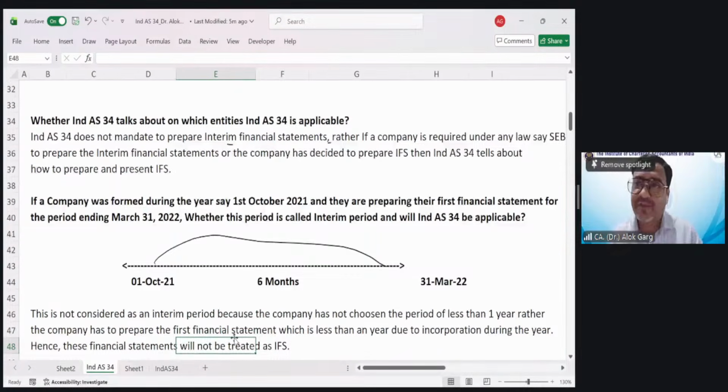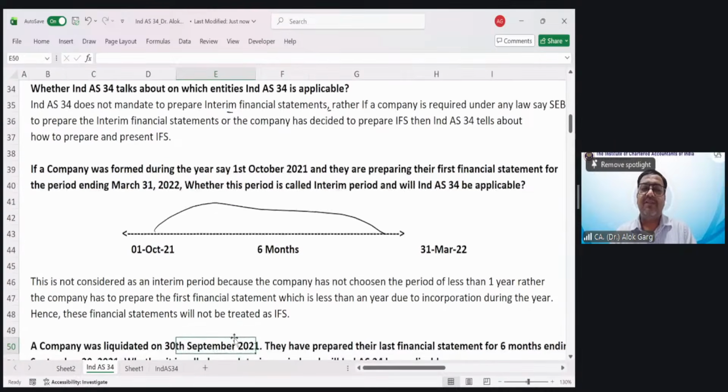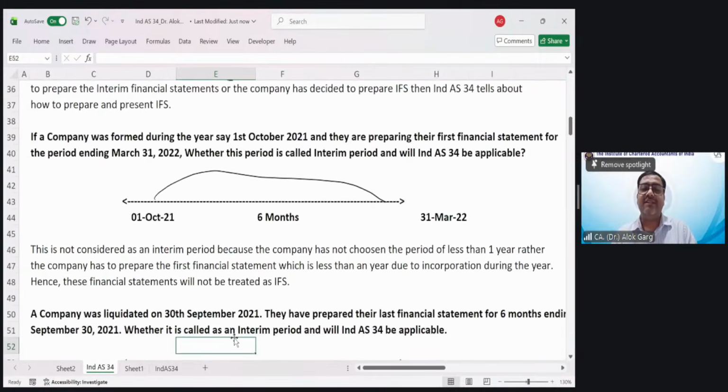The company is preparing the first financial statement for 6 months because the company was incorporated in this year. This is not considered an interim period because the company has not chosen a period of less than 1 year. Rather, the company has to prepare the first financial statement, which is less than 1 year, due to incorporation during the year. Hence, these financial statements will not be treated as interim financial statements, and will be treated as a full financial statement as per Ind AS 1. Ind AS 1 will be applicable, 34 will not be applicable. Right, friends?